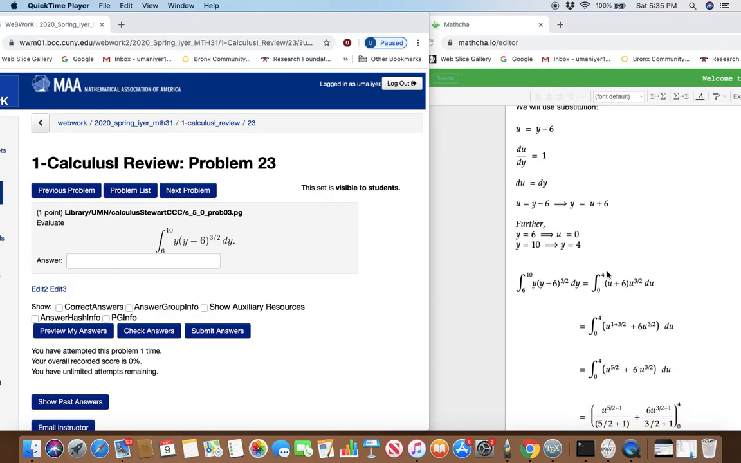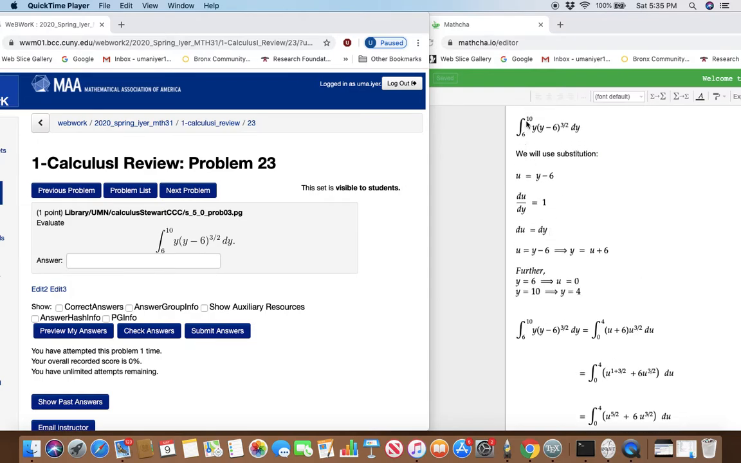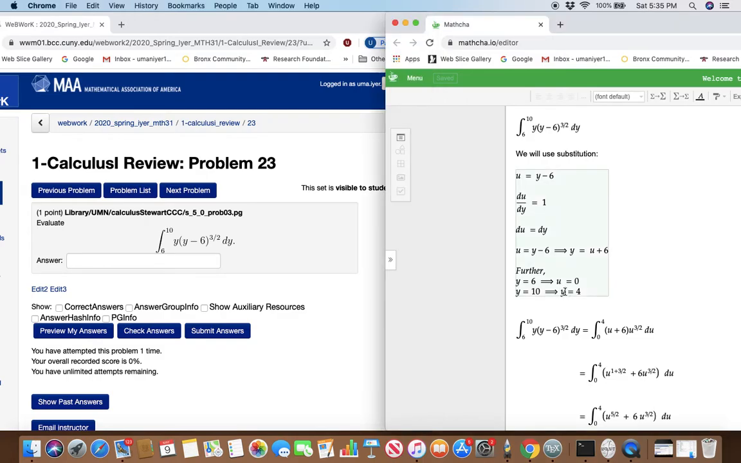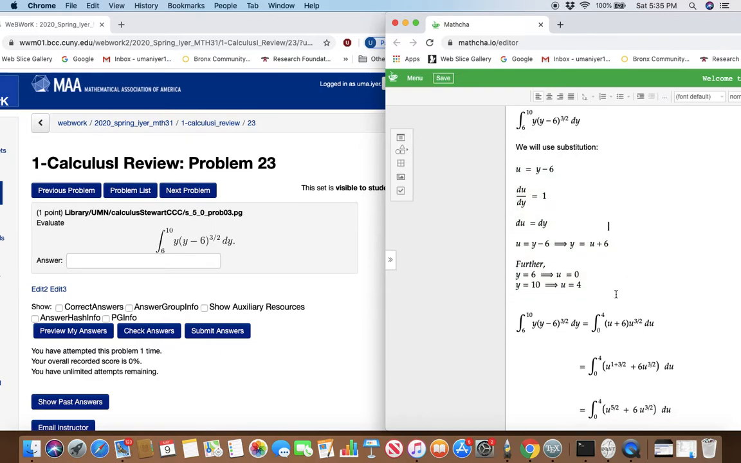Furthermore, what are my limits? 6 to 10 for the variable y. When y is 6, u is 0. When y is 10, u is 4. So 6 to 10 in terms of y becomes 0 to 4 in terms of u.